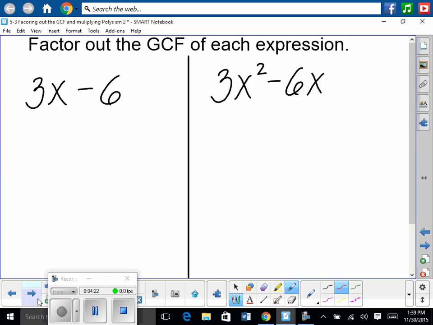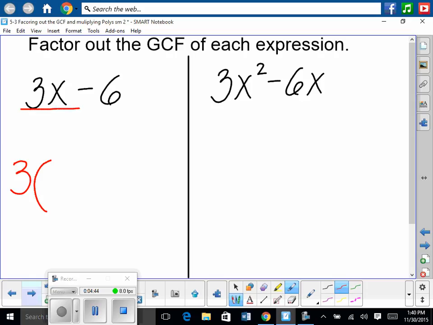Let's do another one. 3x minus 6, what's my greatest common factor? Does this one have a 6? No, not quite. You're on the right track. Does 3 divide by 2? No, it doesn't. All 3. Good. Don't they both divide by 3? Okay, so we're pulling out a 3.